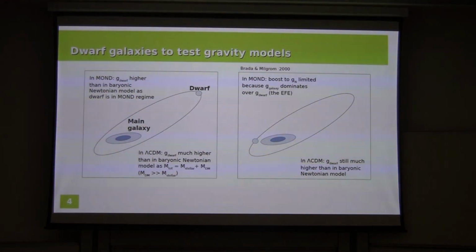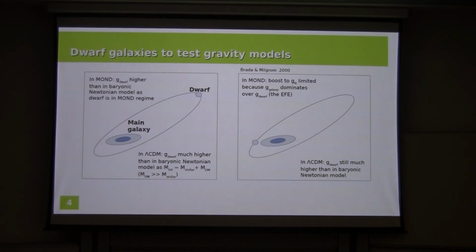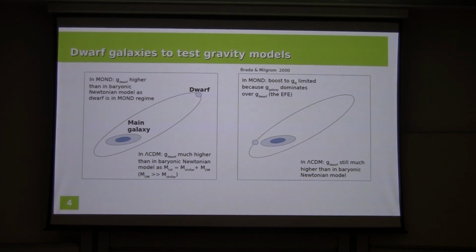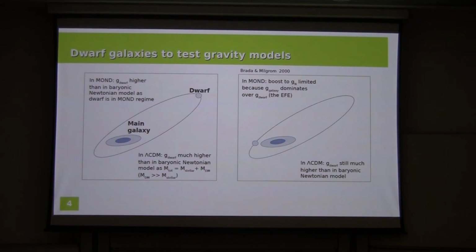So how are we going to do this? Let's say you have your main galaxy there, and your dwarf is very far away from it. In the MOND case, your dwarf is in the MOND regime, and its self-gravity is going to be enhanced with respect to the purely baryonic model because of the Mondian boost to its self-gravity. In the lambda CDM case, the self-gravity of the dwarf is also enhanced because you have this big dark matter halo surrounding your dwarf.